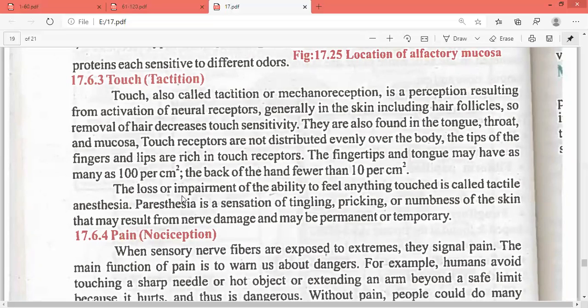Touch receptors. The loss or impairment of the ability to feel any condition of anything touched is called tactile anesthesia. That is very important from the MCQ point of view. Tactile anesthesia: the loss of ability to feel anything touched.